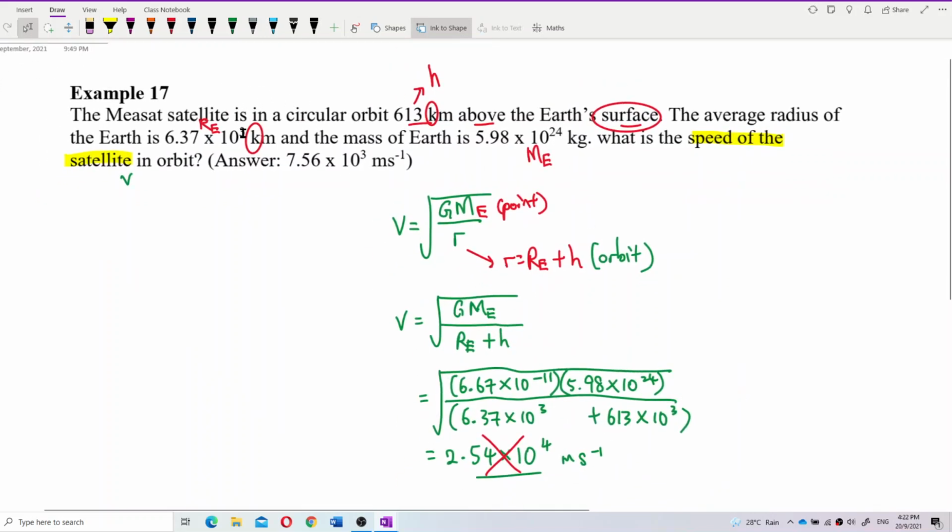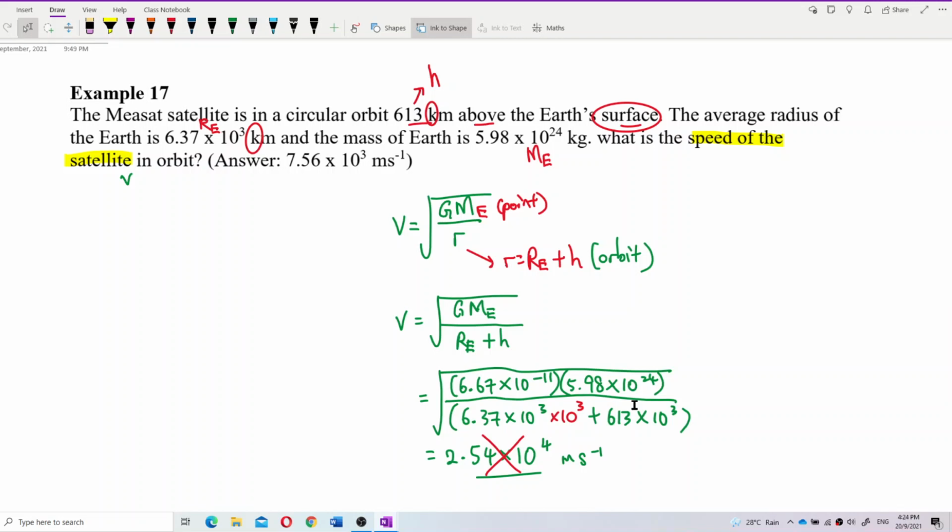So you see, it's very tricky. Very easily you get careless with non-SI units. You must always check the SI unit. This is kilometer, this is kilometer. Somehow I mixed up with the kilogram here. Kilogram is an SI unit, but kilometer is not. So you have to change all kilometers to meters. I remembered to change the 613 kilometers to meters, but I forgot to change the radius of Earth. I missed out the exponent 3 here, so here needs another exponent 3. Then it will be correct.